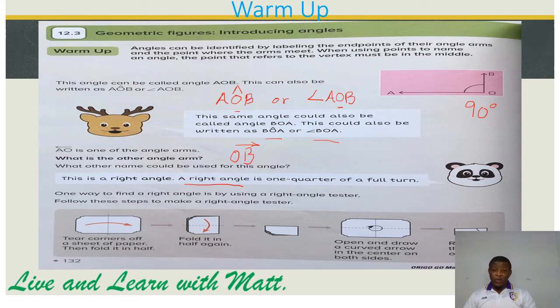Now let's take a look at the workout. So this is called a right angle tester. We use it to test if our shape is a right angle. So keep this paper well. We're going to use it later. Keep it well, okay? Now let's go to the workout.